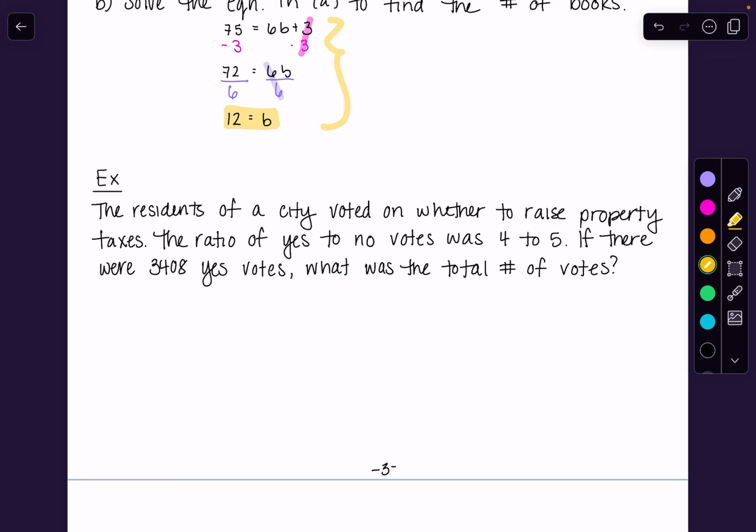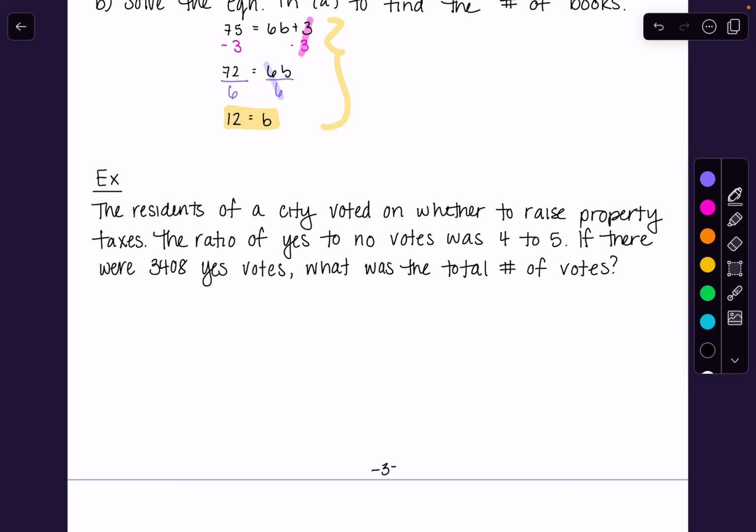So we're told the residents of a city voted on whether to raise property taxes. The ratio of yes to no votes was 4-5. If there were 3,408 yes votes, we want to figure out what is the total number of votes. So there is a lot of information going on in here, and we have to be really, really precise about what we label our different pieces.